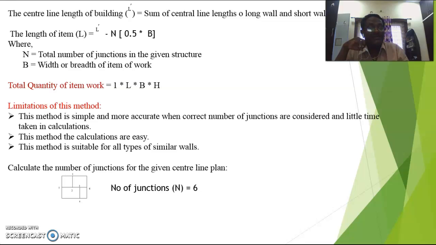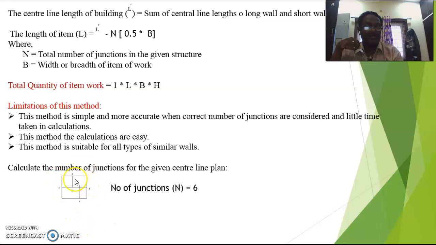This method is suitable for all types of similar walls. But if there are dissimilar walls, this method is somewhat difficult. Whenever the walls are of similar type, that means uniform thickness, you can calculate in one step. Here I am giving one problem, that is how to calculate the number of junctions.